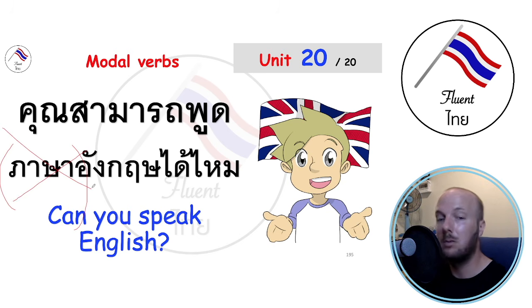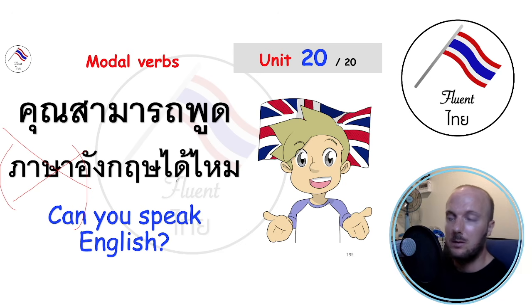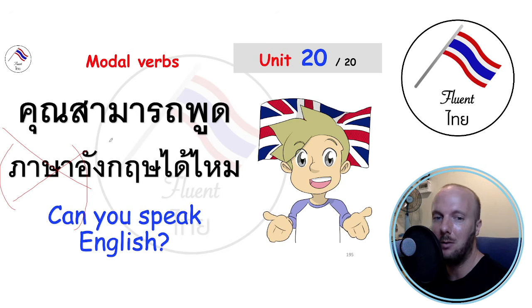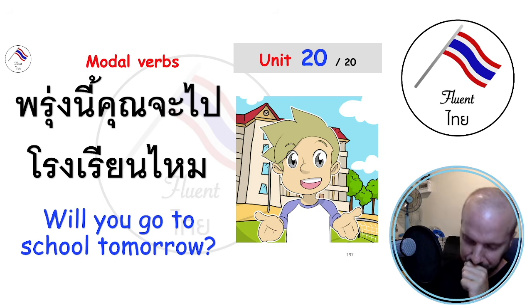You can just say คุณสามารถพูดอังกฤษได้ไหม. People might ask you คุณพูดไทยได้ไหม. Really formal would be คุณสามารถพูดภาษาไทยได้ไหม, but if they were to shorten it in any way it might be คุณพูดไทยได้ไหม or พูดไทยเป็นปะ, depending on how informal they want to be with you. Yes I can, no I can't: ได้, ไม่ได้. I think you know this by now.